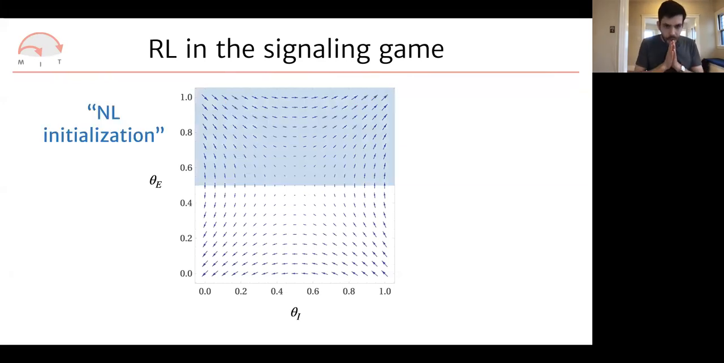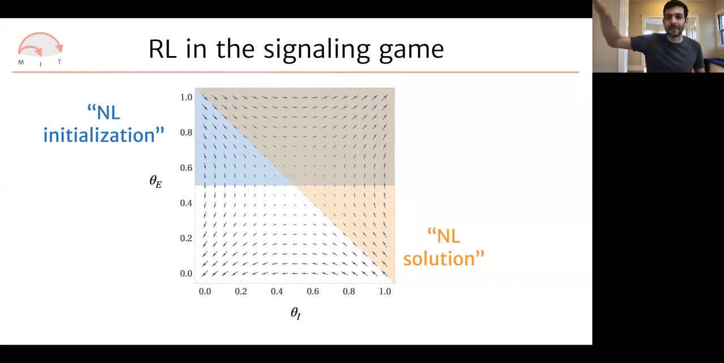Good. Okay, so a couple of things that we can represent graphically now that we have this visualization of our game. First, we can consider the space of natural language initializations, reasonable starting points that we might expect to get from human data, as anything where theta E is greater than 1/2, as written here. And similarly, we can consider the space of acceptable solutions to the game as ones in which theta E winds up greater than 1/2.